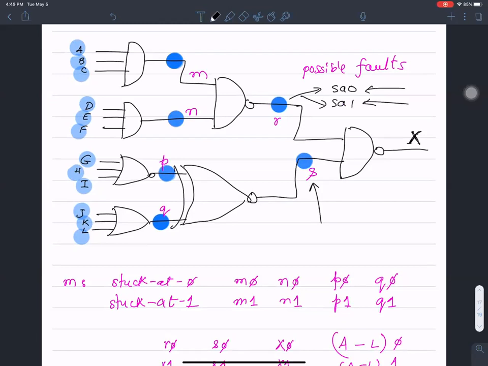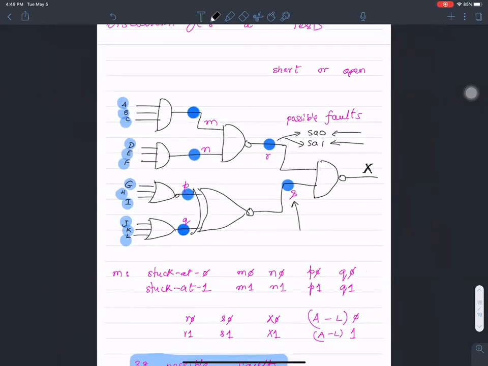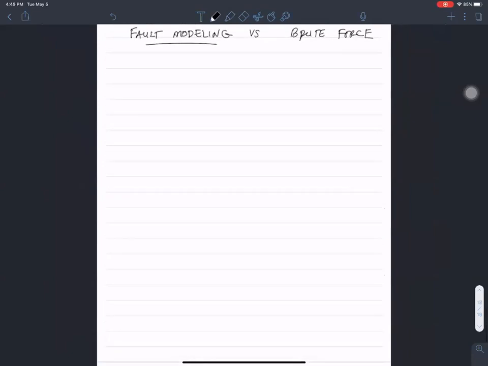Okay, so let's take this idea of stuck at fault modeling a little further, with an example.